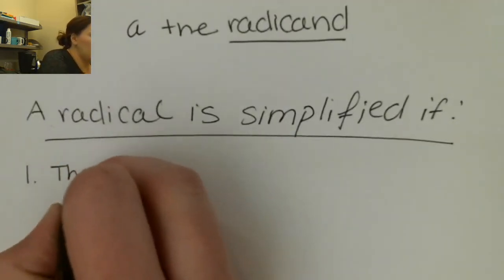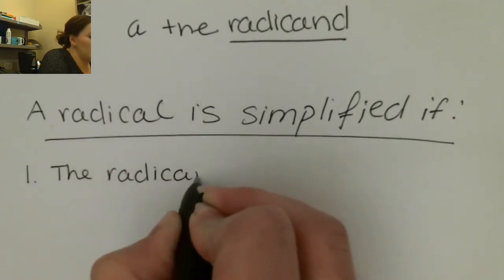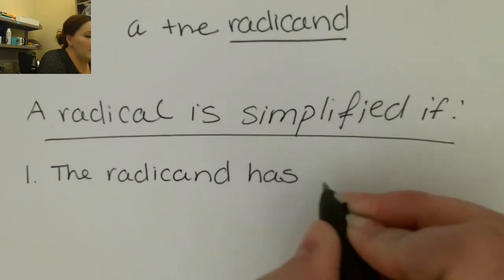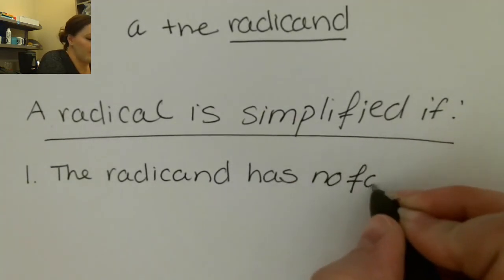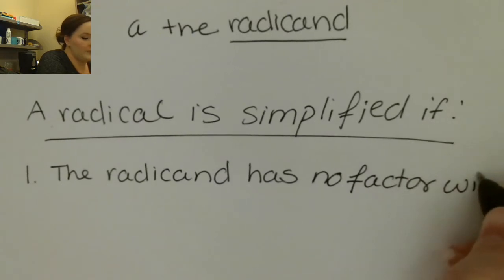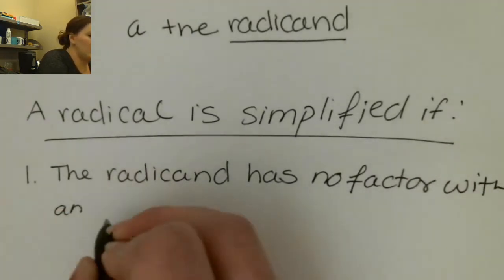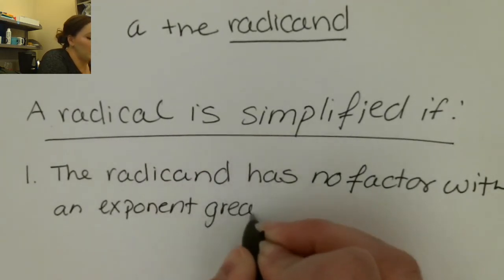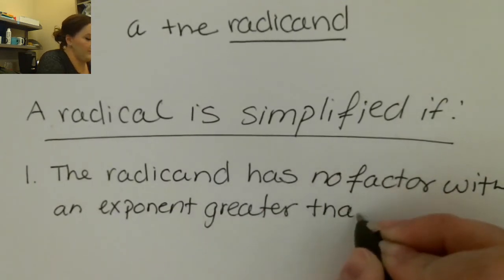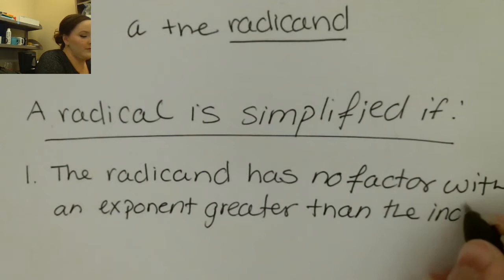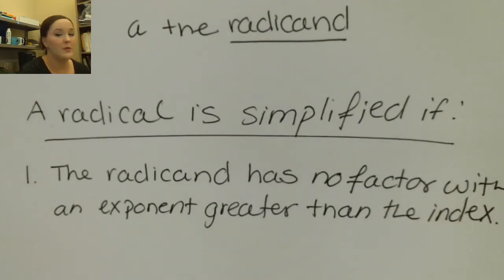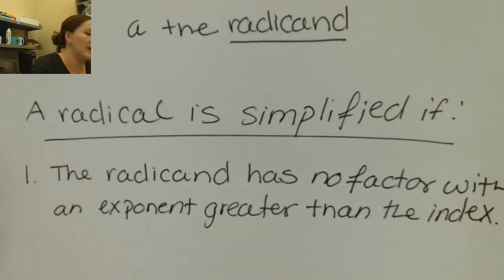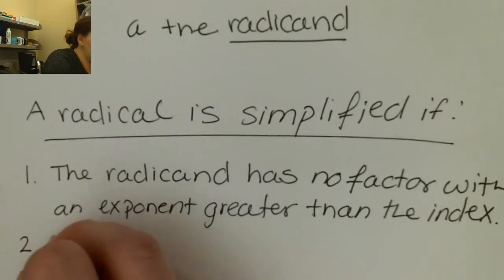The radicand should have no factors with an exponent greater than the index. You don't want that because you could pull those factors out, right? If you have x cubed, that's a perfect cube. You want to remove that from the radicand. The second thing that you need for something to be simplified is that the radicand has a positive coefficient.